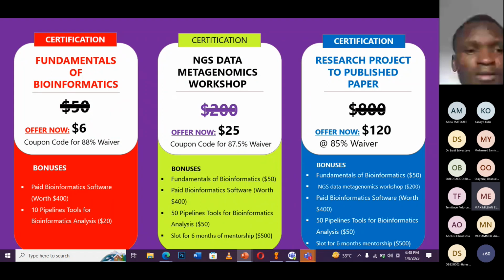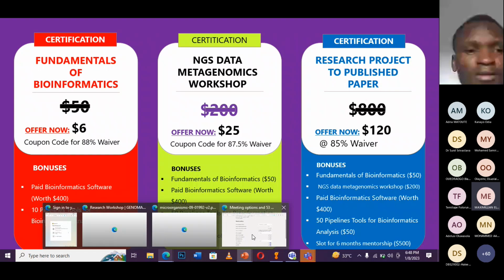Because we have done most of the theory here, but everything you'll be doing in the workshop is 100% practical. Then we have the research project to publish a paper. This research project to publish a paper is on the NGS metagenomic workshop. It is a complete comparative and functional metagenomic study.